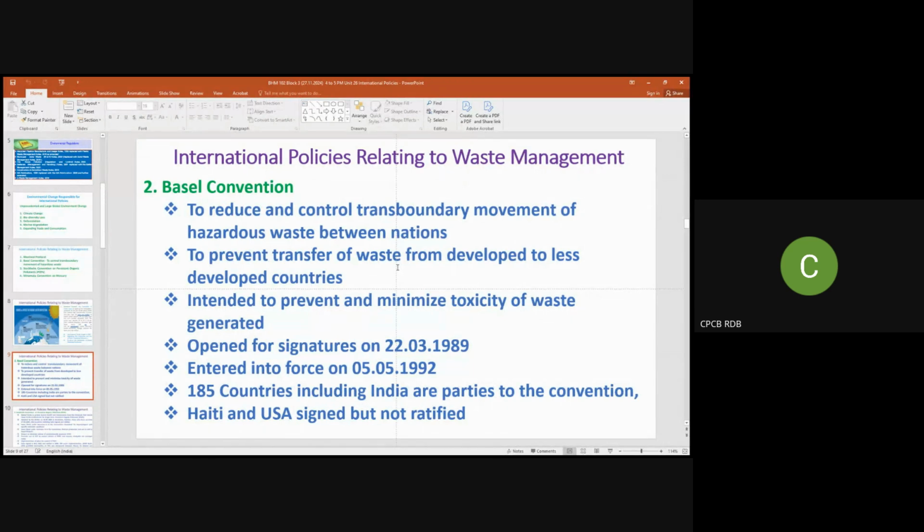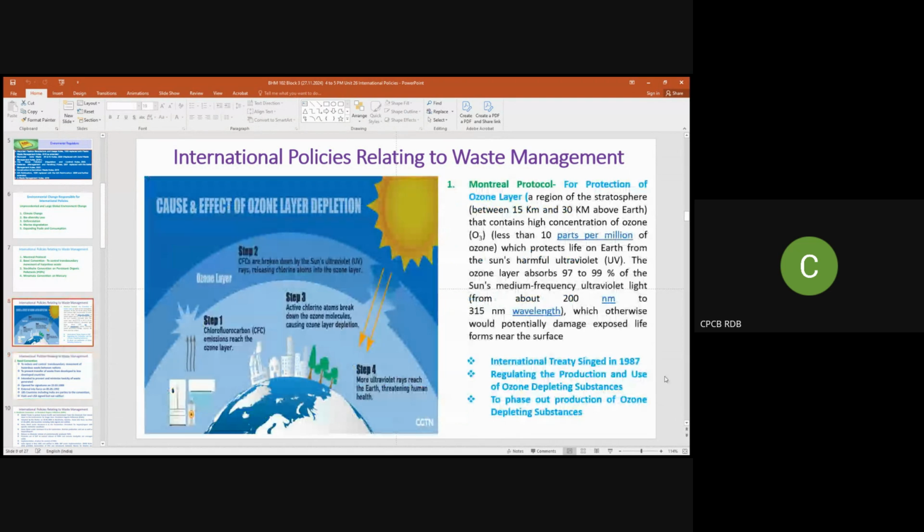One is the Montreal Protocol, in order to protect the ozone layer and to control the production and use of ozone depleting substances, to phase out production of ozone depleting substances, chlorofluorocarbons and all. Therefore, now we are all going for the alternates to chlorofluorocarbons.